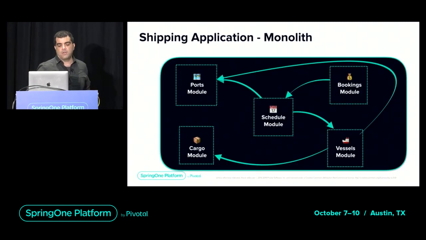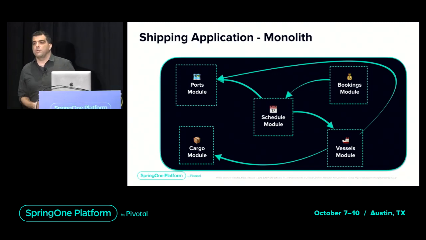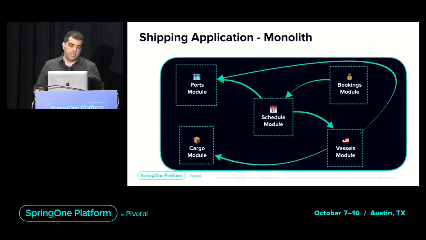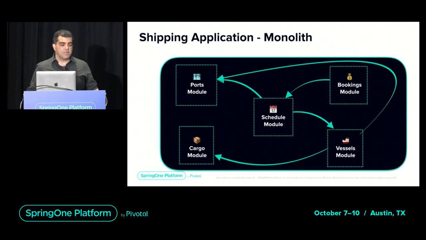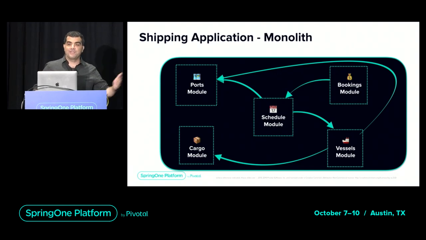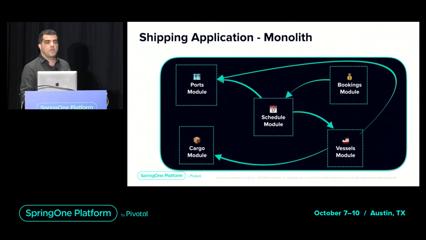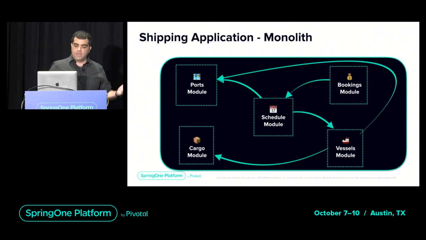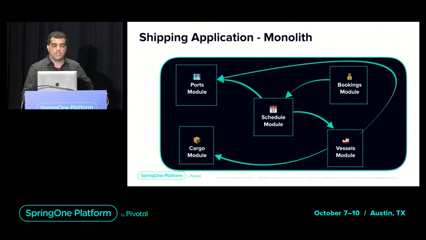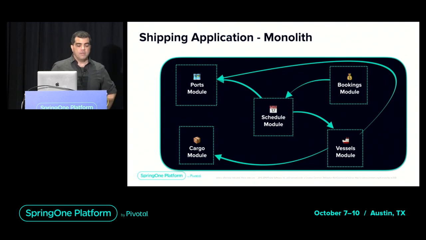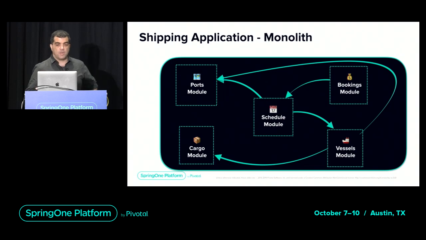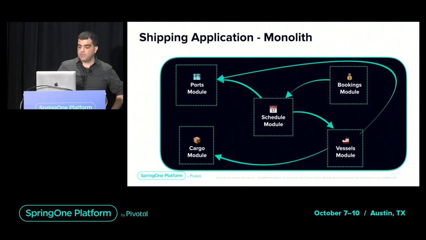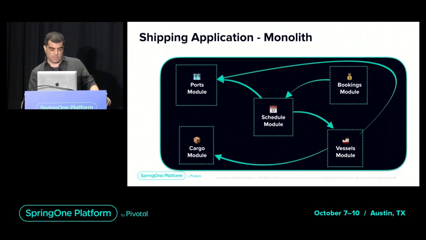So here's an example of a shipping application, which I'll use throughout this talk. This particular company manages shipping containers, actual containers, not Kubernetes containers, to transport goods all around the world. So it has various modules in its application. It manages the ports that it uses, it manages the cargo, it has a scheduling module, it manages the vessels, the actual ships, and it has a booking module for charging the customers.